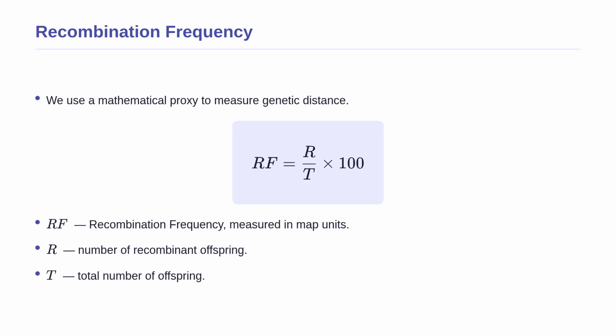The variable R represents the babies that show a new combination of traits not seen in either of the original parents. The variable T is simply every single baby produced in that specific genetic cross. We divide R by T and multiply by 100 to get a clean percentage. When the physical distance between genes increases, the number of recombinants increases, which naturally drives the recombination frequency value up. 1% of recombination equals 1 map unit, also called a centimorgan.